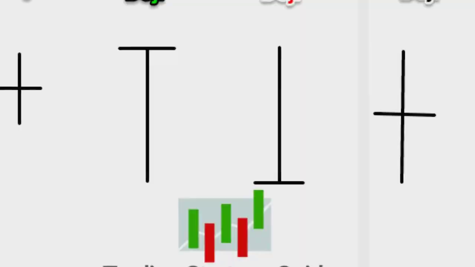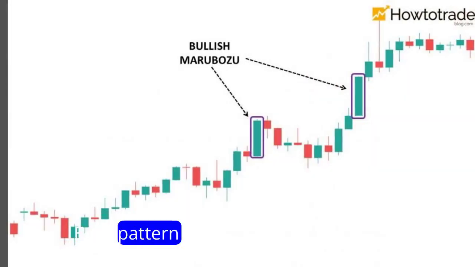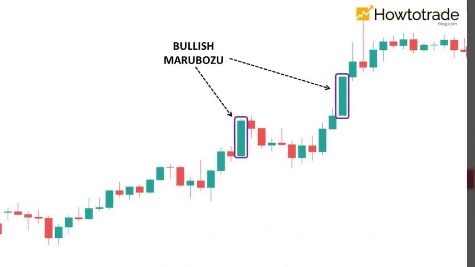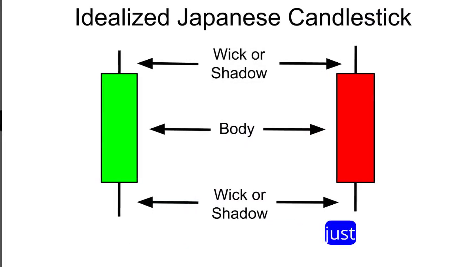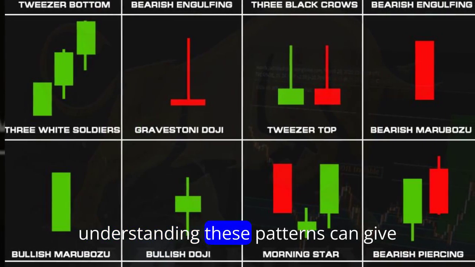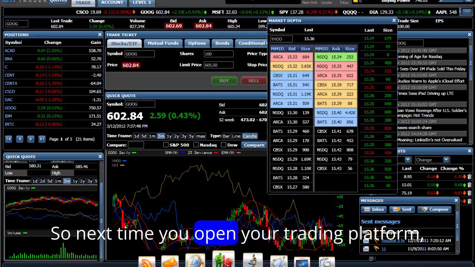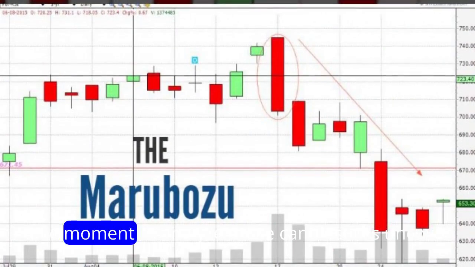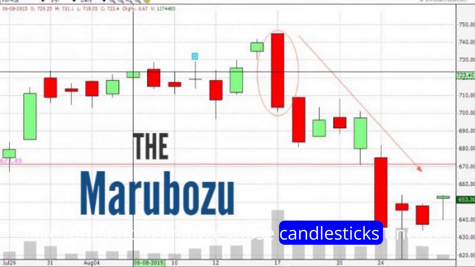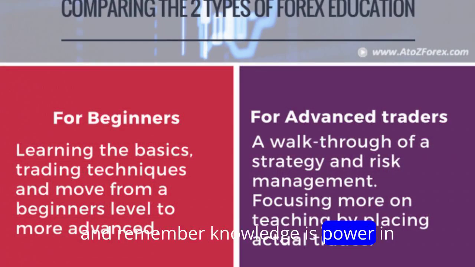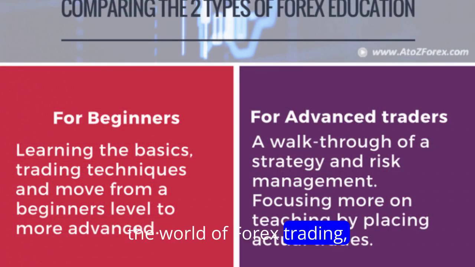From the doji to the hammer, each pattern tells a story of price action and investor sentiment. Whether you're a seasoned pro or just starting out, understanding these patterns can give you a competitive edge. So next time you open your trading platform, take a moment to analyze those candlesticks, uncover the hidden secrets they hold, and remember knowledge is power in the world of Forex trading.